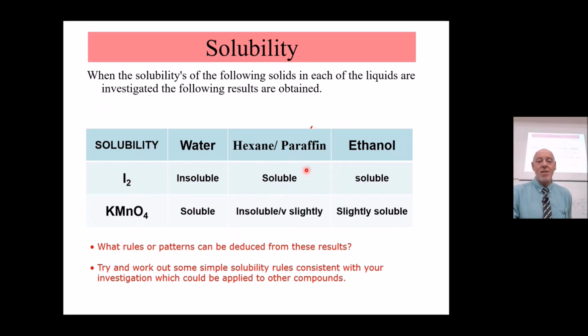Now, if you put them in paraffin, it's the other way around. Put them in paraffin, the iodine turns out to be ridiculously soluble, and the potassium permanganate hardly dissolves at all. Say again? What is paraffin? Paraffin, it's an oil. You're gonna find out later on it's just a carbon hydrogen compound. And then if you put in ethanol, they're both soluble.